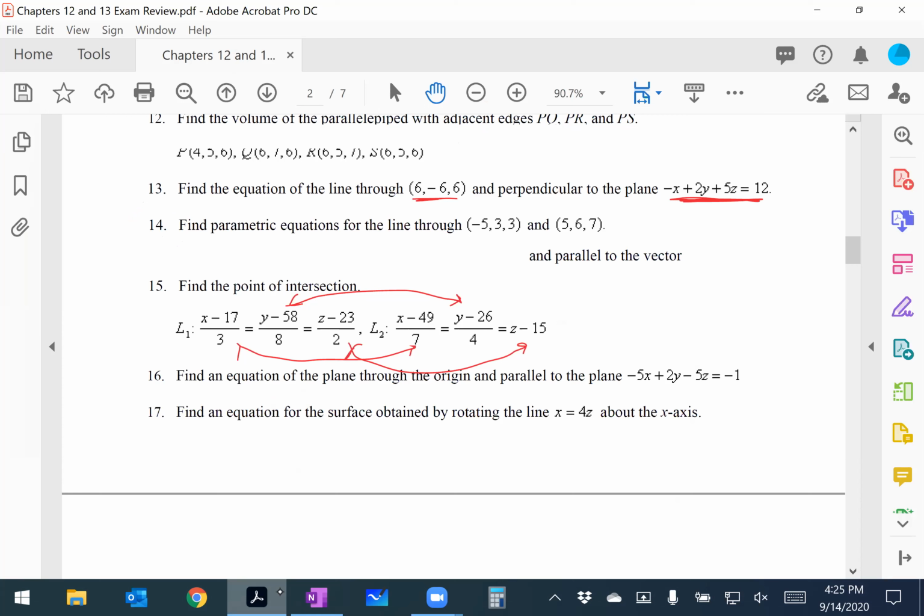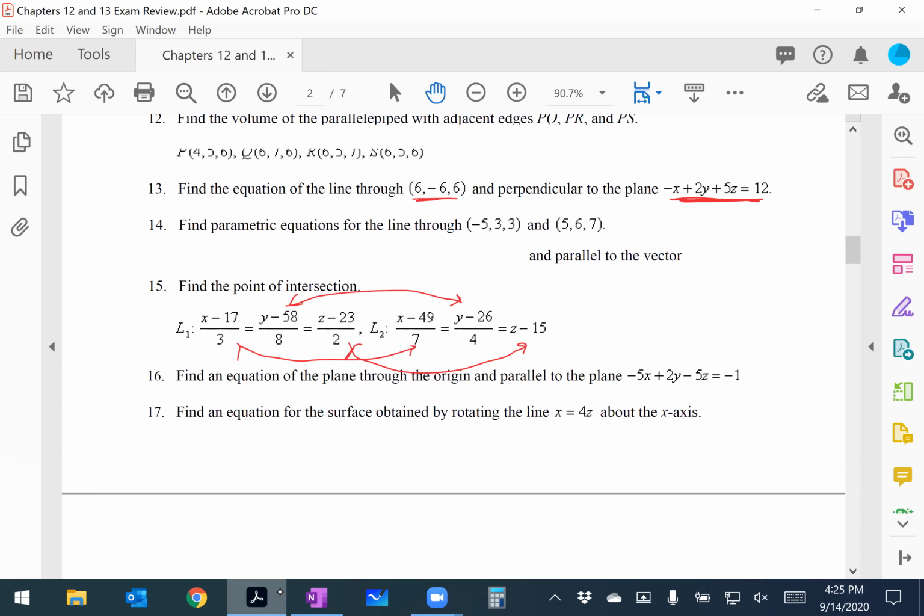Okay, so here's the idea: we're going to use the definition of a plane. How do we get a plane? Well, the vector that's orthogonal to that plane gives the coefficients. Does that make sense? That's the normal vector to the plane.